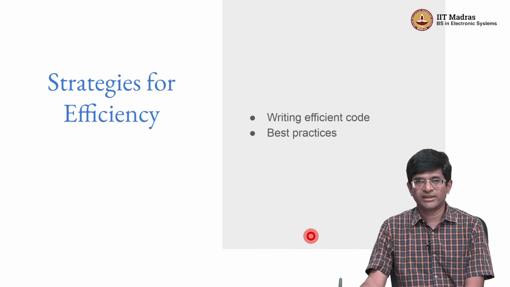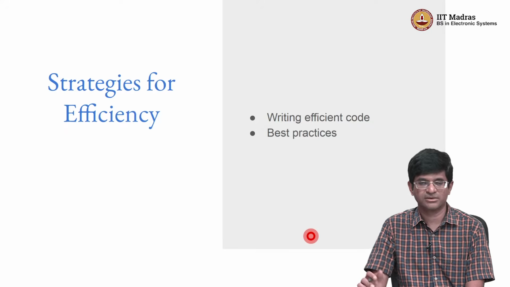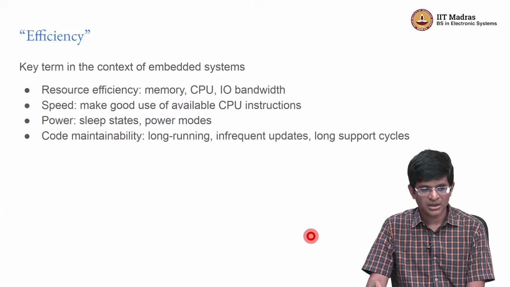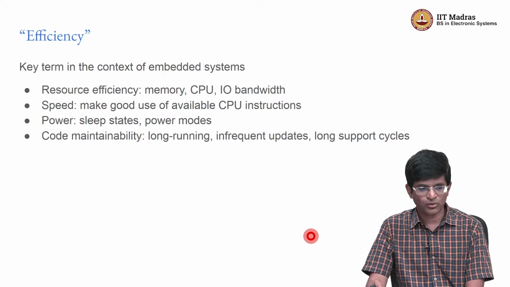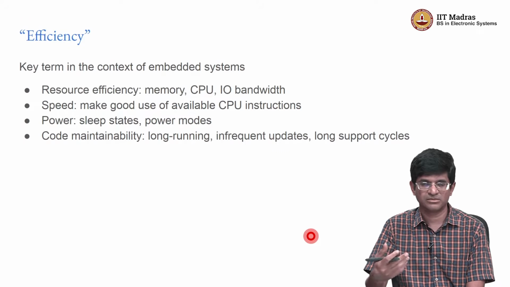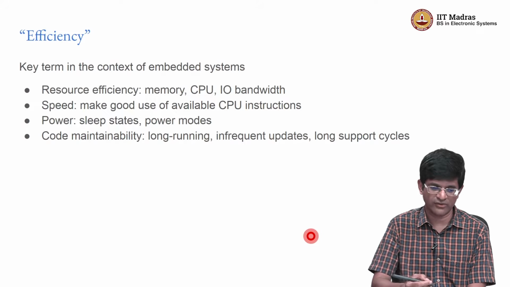So now let's look at what we mean by efficient C code and look at some strategies by which we can actually get to write C code that is by some definition efficient. So the first thing, as I said, what do we mean by the term efficiency? It is a key term in the context of embedded systems, right? And it has many different variants or many different components to how you understand that concept of efficiency.